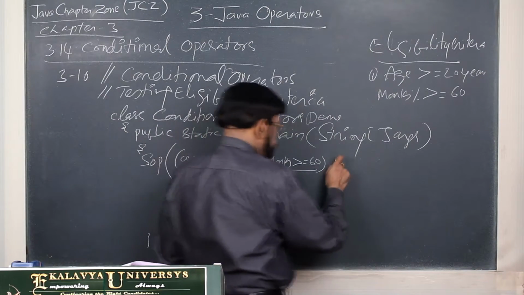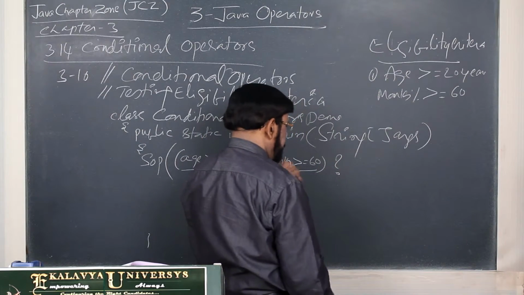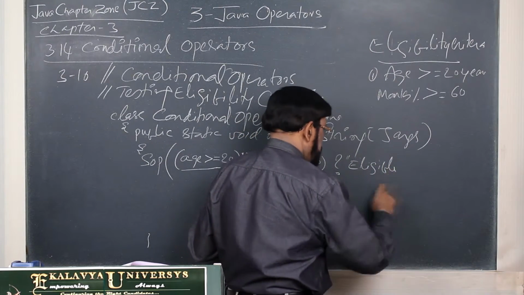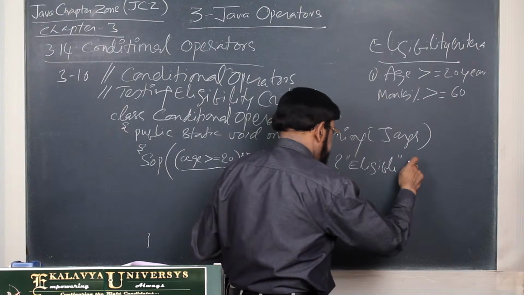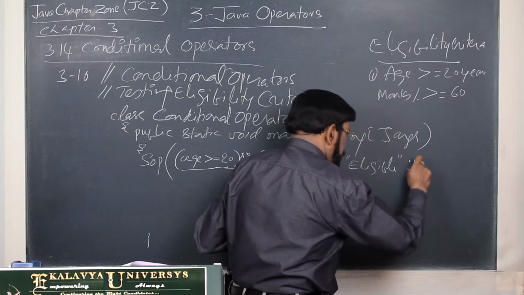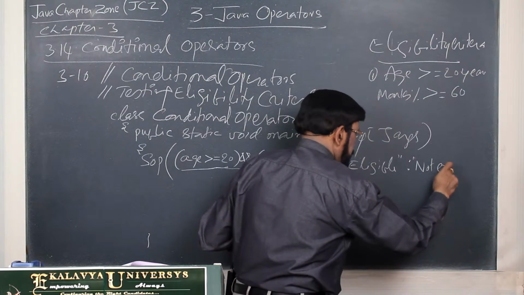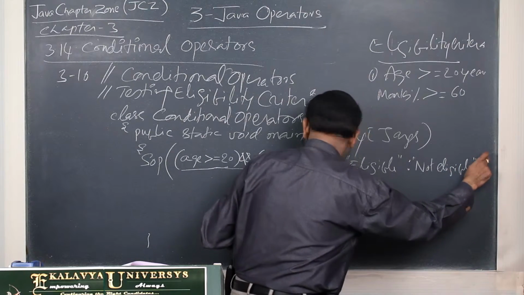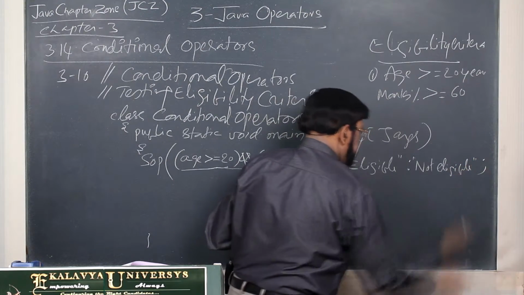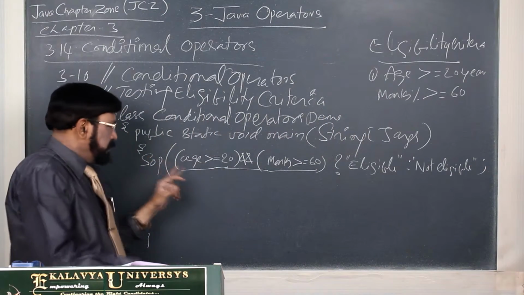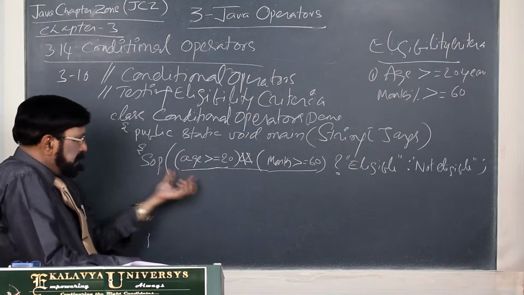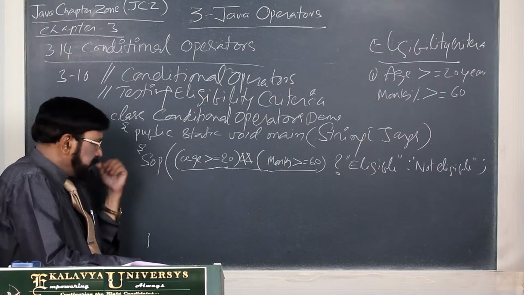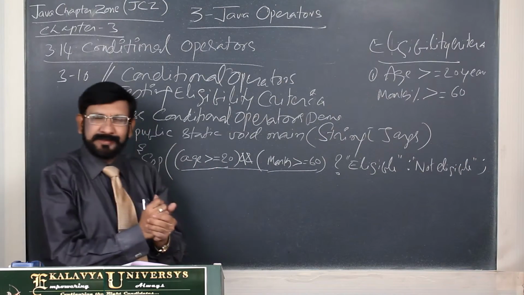So this is the expression. Now how are we writing? Now we are writing a string, eligible, and another string, not eligible. In this manner you can write it. Now you must remember one thing, we have written this within the system.out.println statement, and we can write it like this.